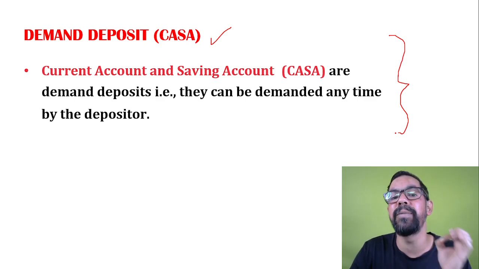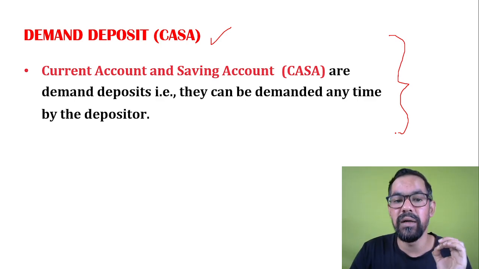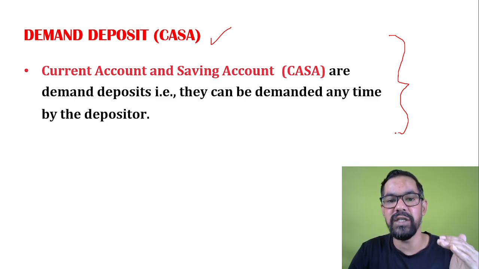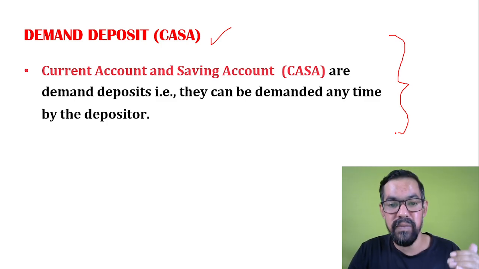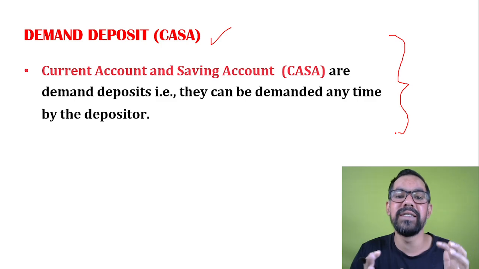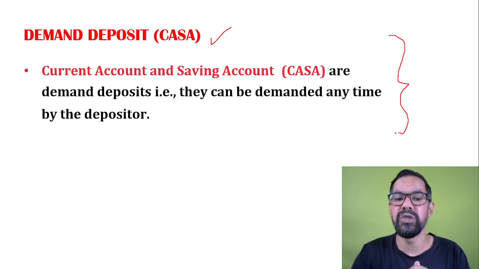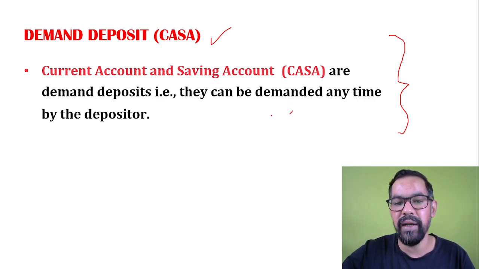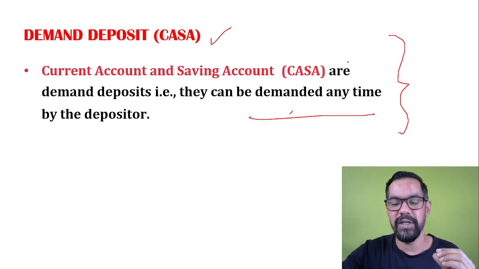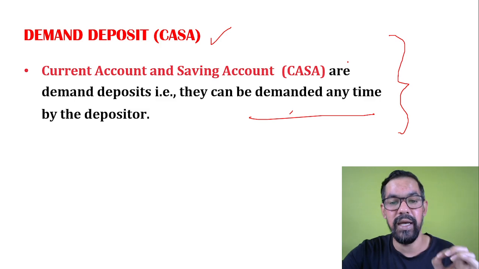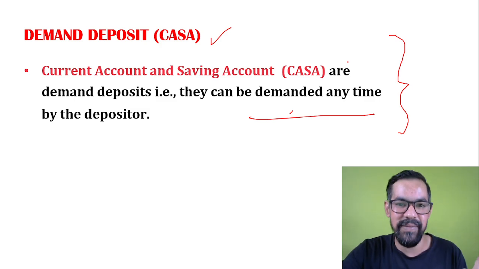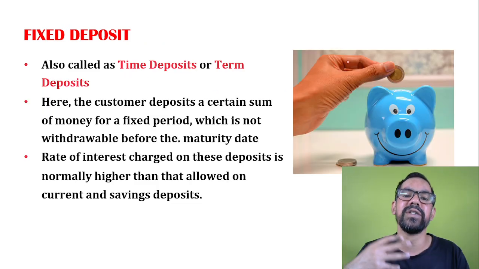So banks have to maintain a limit of cash in their branches, so they can manage these kinds of transactions. Okay, so current account and saving account are demand deposits. They can be demanded anytime by the depositor. Hope you get this particular thing clearly, and do remember this one. So many times the examiner generally asks, CASA deposit is also known as.